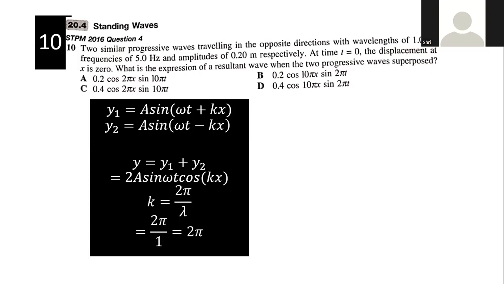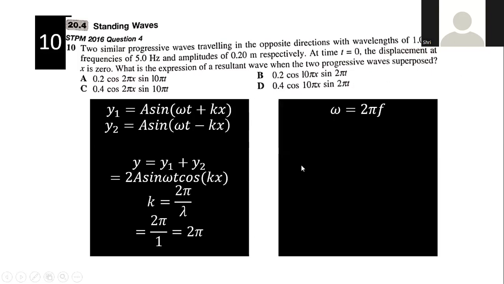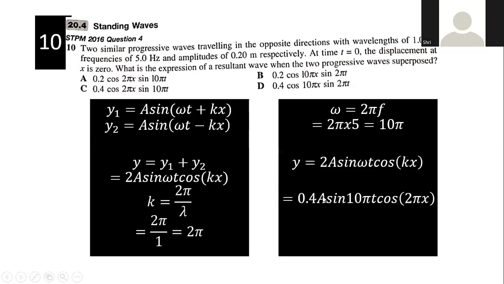Then know what is K. K is 2 pi over lambda, that's your wavelength. And omega is 2 pi f. Right? 2 pi, that's your f, is 10 pi. Then go back to our equation. That's our equation. Put in your values.